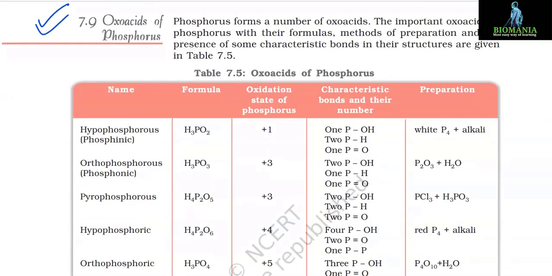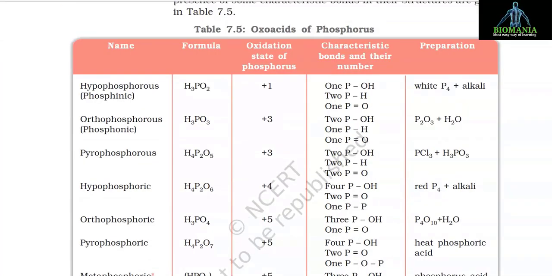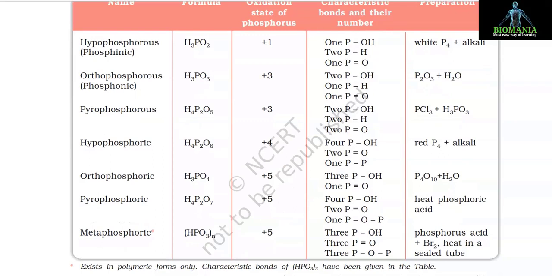7.9 Oxoacids of phosphorus. Phosphorus forms a number of oxoacids. The important oxoacids of phosphorus with their formulas, methods of preparation, and the presence of some characteristic bonds in their structures are given in Table 7.5. I will tell you the name and formula in this table. The rest of the things you have to check from your book.